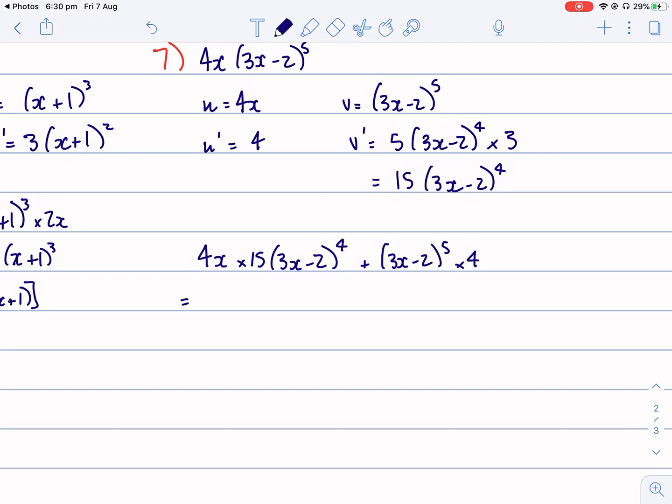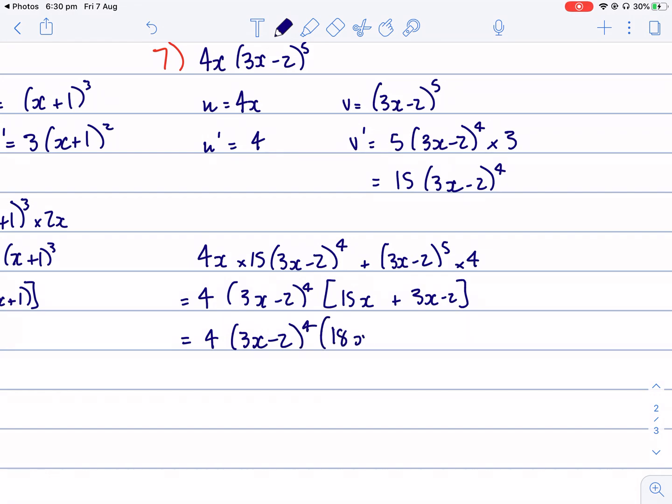I'm going to take (3x take 2) to the 4 out. I'm going to be left with 15x plus 3x take 2, which gives me (3x take 2) to the 4 times 18x take 2. So I can take 2 out again, so that's 8, (3x take 2) to the 4, (9x take 1).